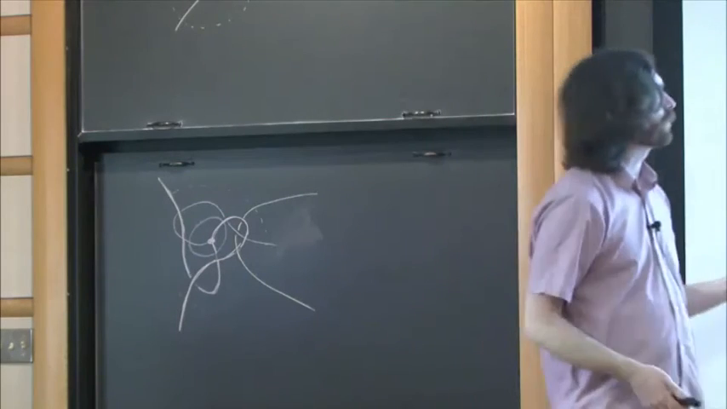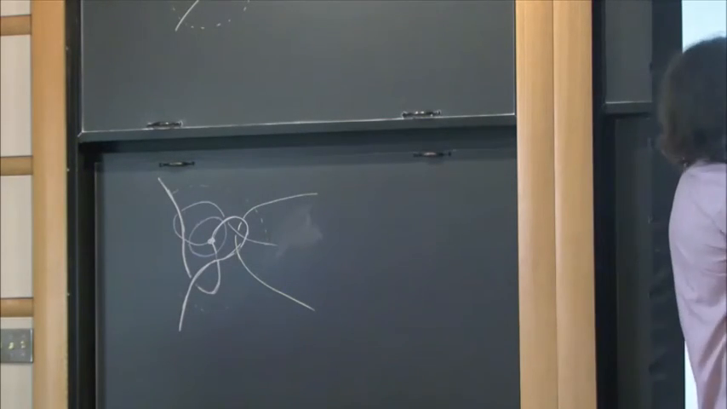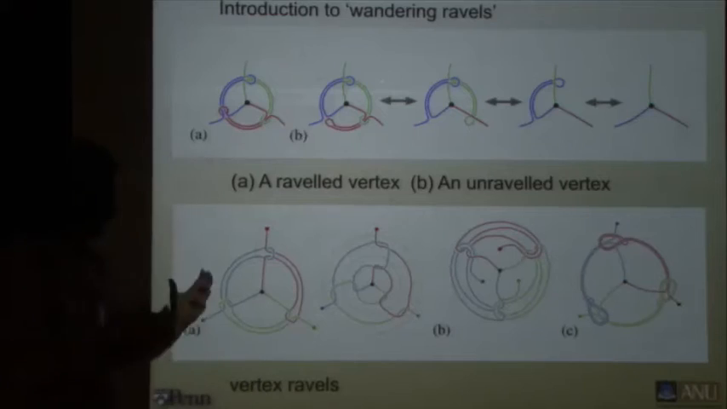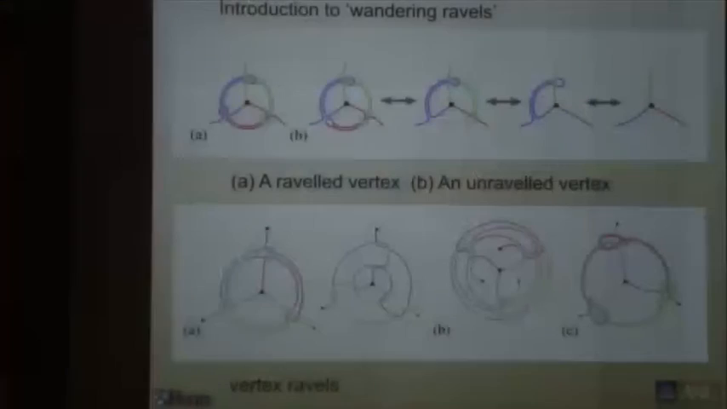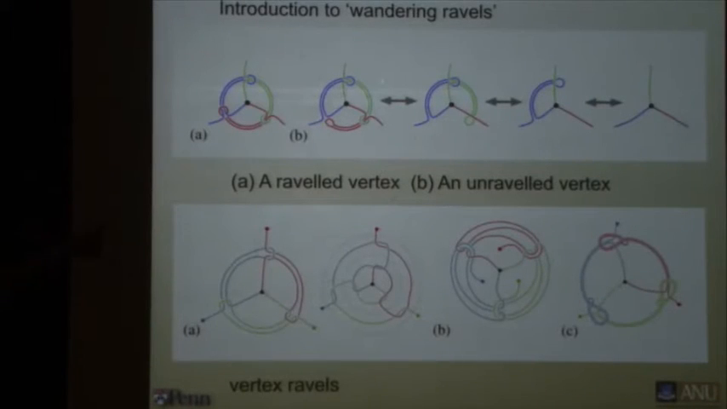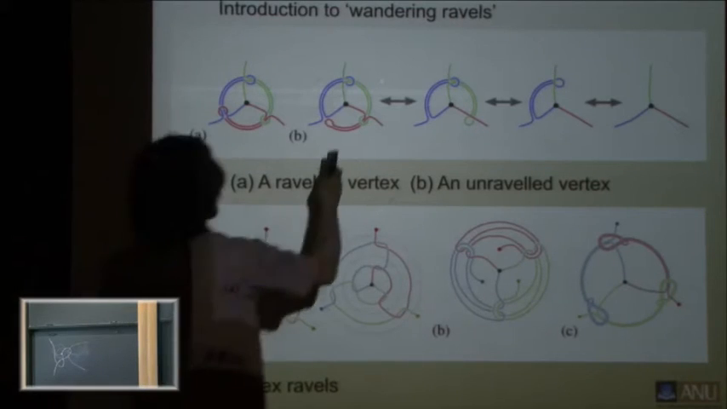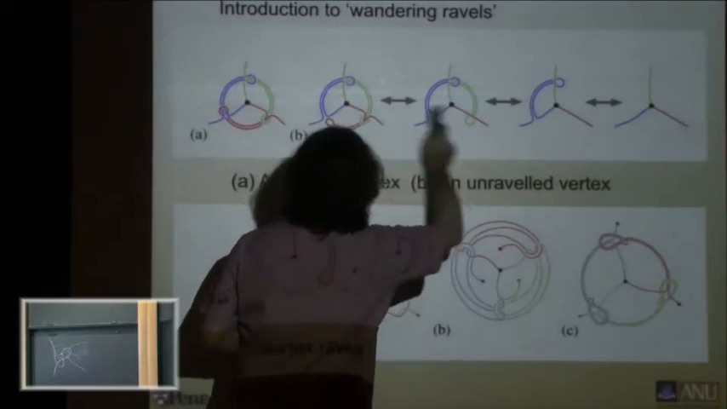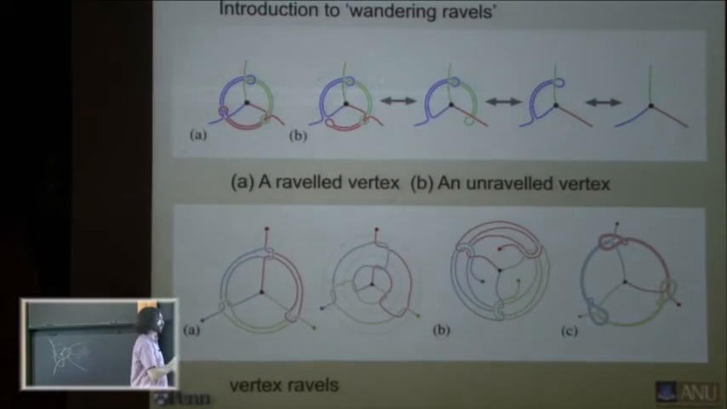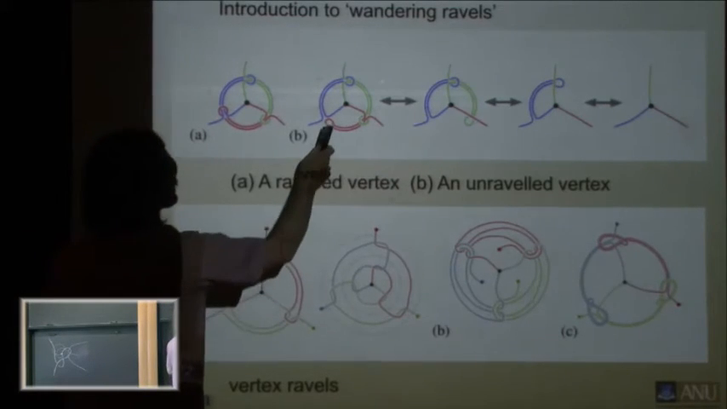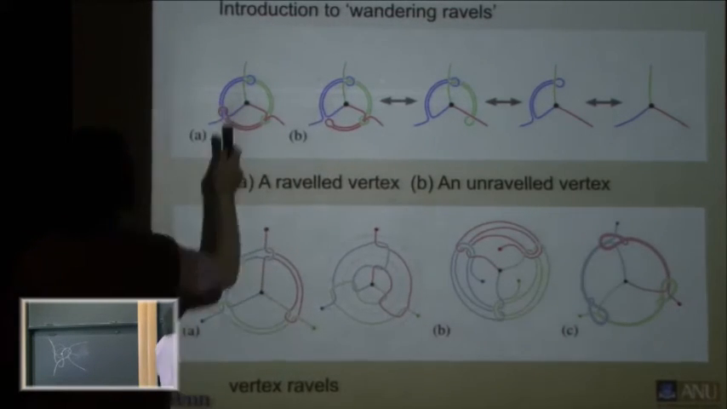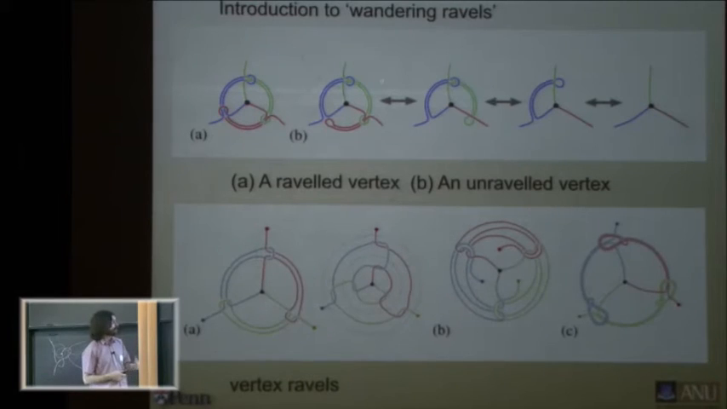So, wandering ravels. It's easier probably to start at the right, actually. We've got a standard vertex. We grab one of the edges, bring it around to the other, lock it in. You've probably done this playing with rubber bands when you're bored on the phone or something. These are ambient isotopic, this sequence here, and the difference is where this red loop finally loops around and locks onto the blue one. And there of course we have a vertex ravel.